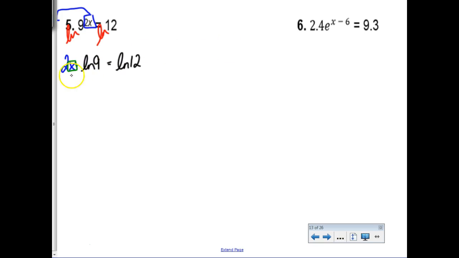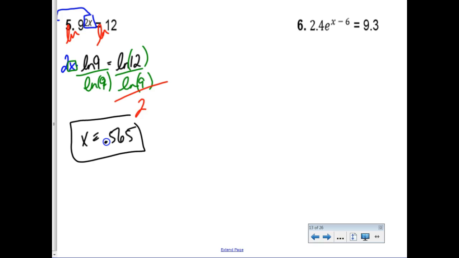All right, divide by natural log of 9. Now, careful how you're typing this. Make sure you open and close the logarithms effectively. You also have to divide by a 2. So at some point in your math, also divide this by a 2. And you should get 0.565.